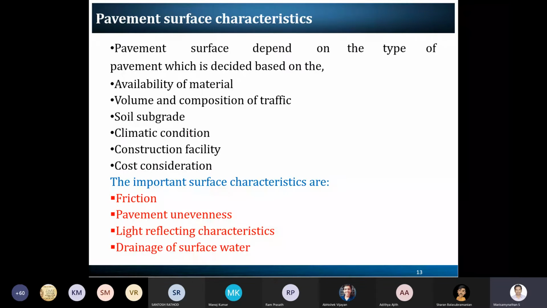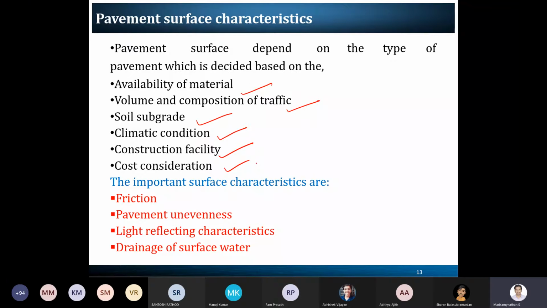In parallel, the pavement is also one of the major controlling factors when it comes to the design. Okay, so the pavement surface depends upon the pavement type. It might be flexible pavement or rigid pavement, which can be finalized based on the availability of the material, volume and composition of the traffic, how the soil grades exist, climatic conditions, construction facilities, and cost consideration. So all these things are considered in deciding how we finalize the surface characteristics of the pavement.